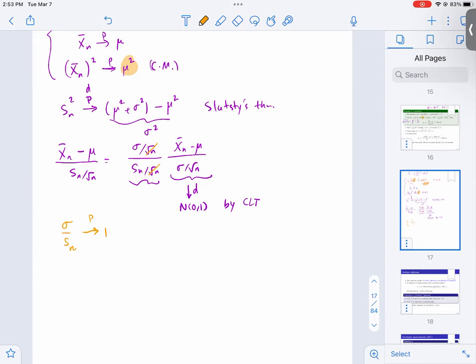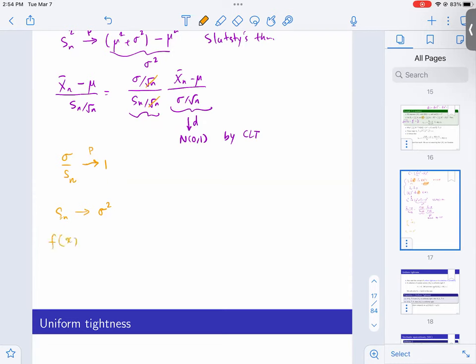One over Sn is, I guess, continuous mapping. It's all continuous mapping all the way down. Sn converges to sigma squared, and then the map, if you define this map, which is sigma divided by X, this is continuous at every point which is non-zero. You're assuming sigma squared is non-zero, by the way. So F of Sn is going to converge to F of sigma squared. I should say root.